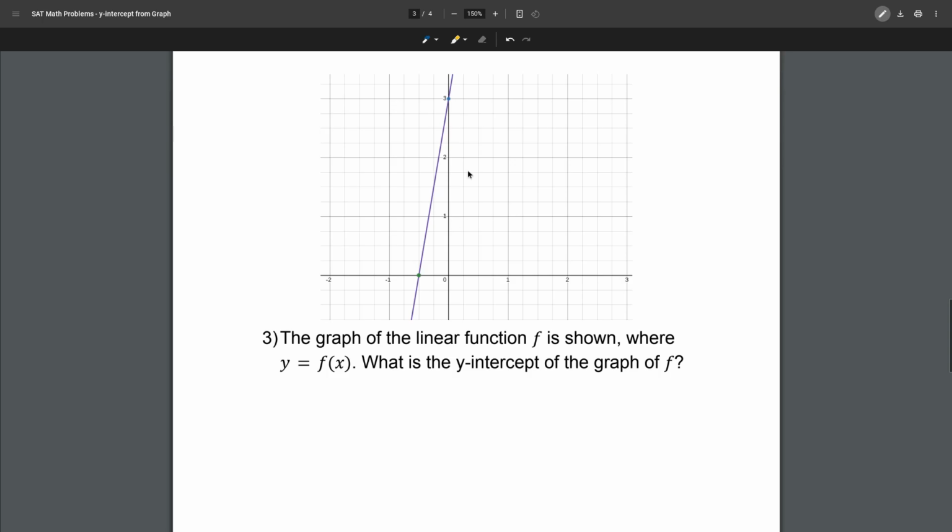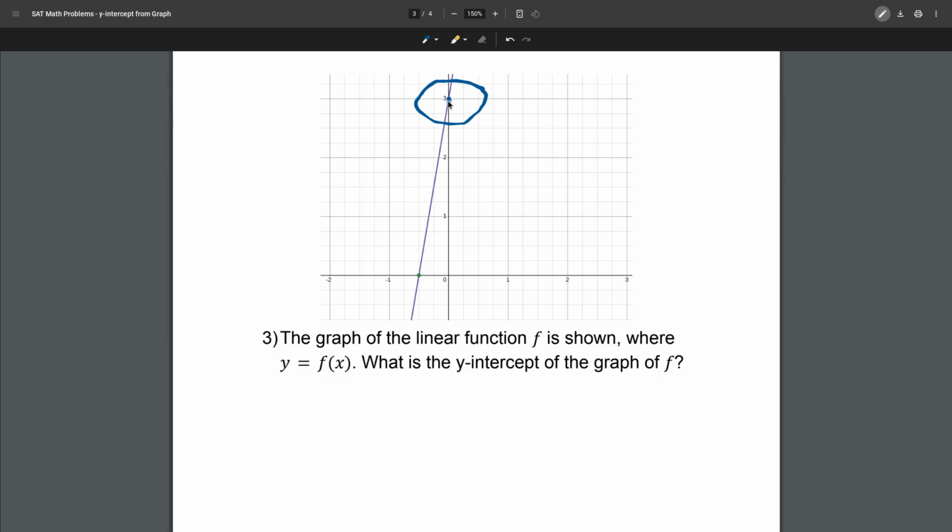Okay, so we have another linear function here. The graph of the linear function f is shown, where y equals f of x. What is the y-intercept of the graph of f? You pause the video if you need to. Okay, you back? All right, so it crosses right here.